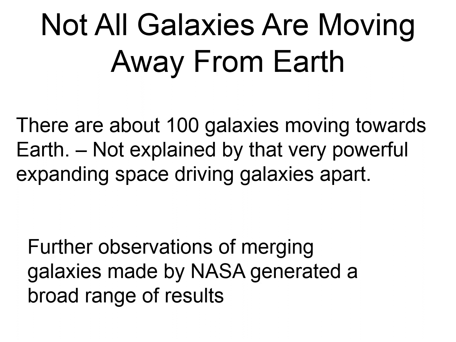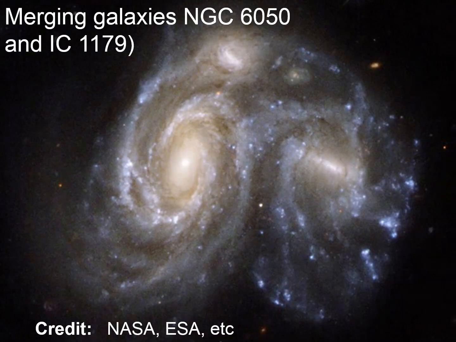Further observations of merging galaxies made by NASA generated a broad range of results. Anywhere from 5 to 25% of the galaxies were merging. That assumed powerful space expansion driving most galaxies away from Earth must have an awful lot of holes in it for mergers to occur.